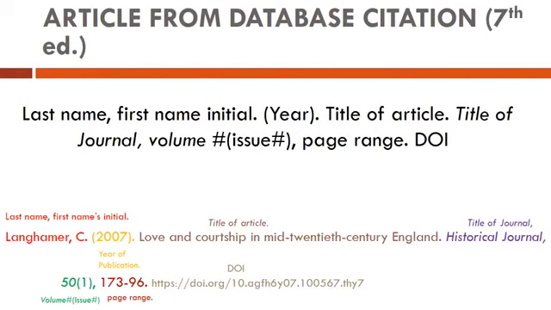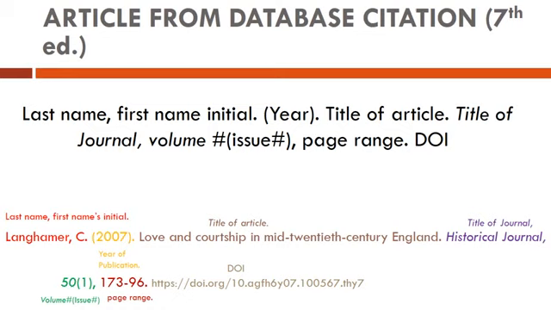Finally, we'll look at how to write a reference for an article from a database such as EBSCO. This can be a little bit tricky, but I will show you where to find all of this information in the next slide. What you need to include in a reference for a database article is the author's last name, comma, first name initial, period, the year of publication in parentheses, period, the title of the article, period, the title of the journal, comma, the volume number, and then in parentheses, the issue number, comma, the page range, period, and then a DOI.